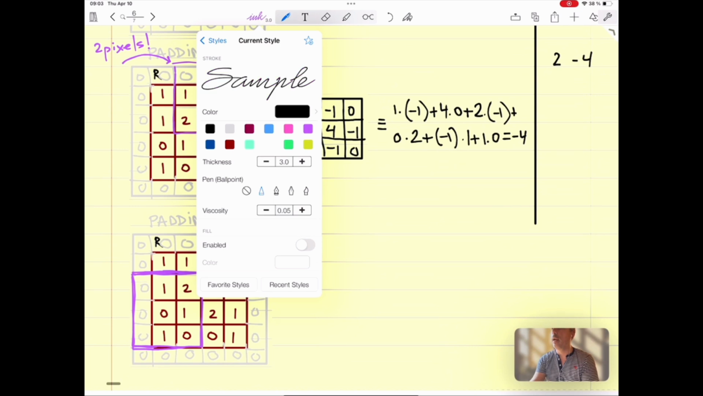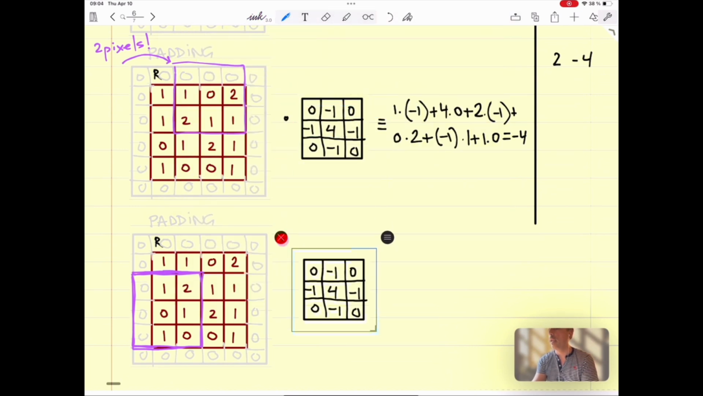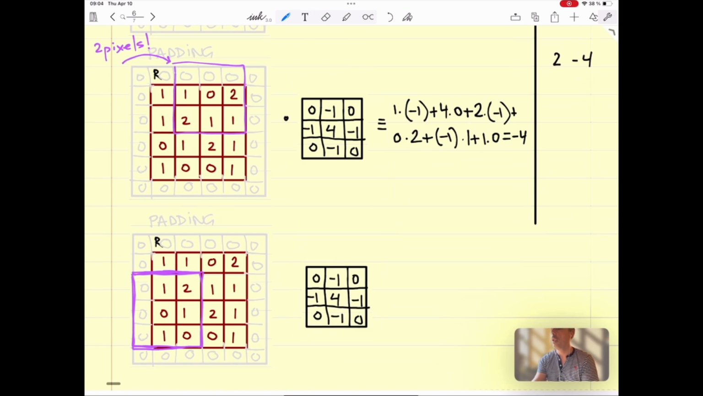And we do just the same, like your little brother who is 8 years old can do it. Just 0 times 0 plus 1 times minus 1 plus 2 times 0.